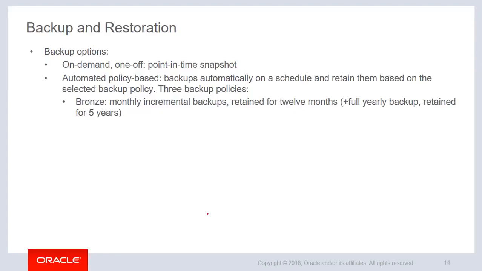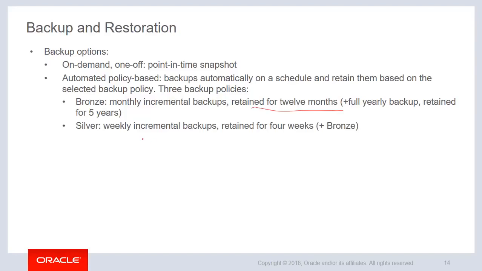There are 3 backup policies today. The first one is the bronze, where we take monthly incremental backups which are retained for 12 months, and the full year backup is retained for 5 years. There is silver, where we have weekly incremental backups retained for 4 weeks, and of course you also get the bronze as part of the silver backup policy.